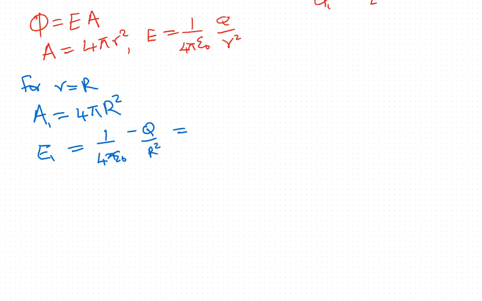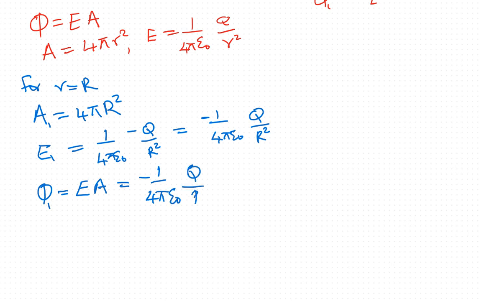So in this case, we can compute our flux 1, which is equal to E multiplied by A. E is the electric field, minus 1 over 4 pi epsilon naught times Q over r squared, and the area A is 4 pi r squared. The 4 pi and 4 pi will cancel, and r squared and r squared will cancel. We're left with minus Q divided by epsilon naught.